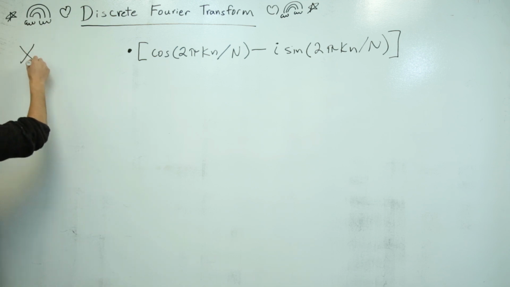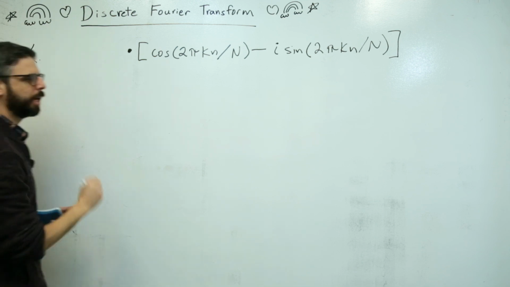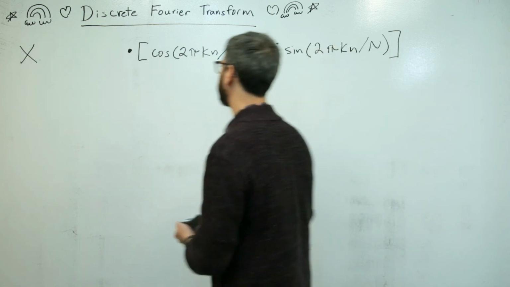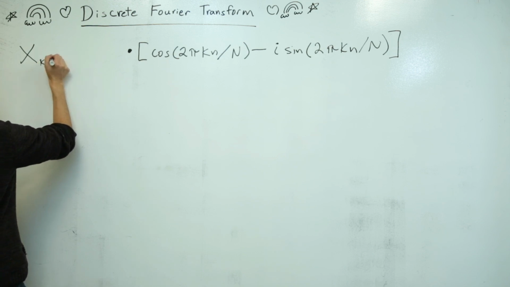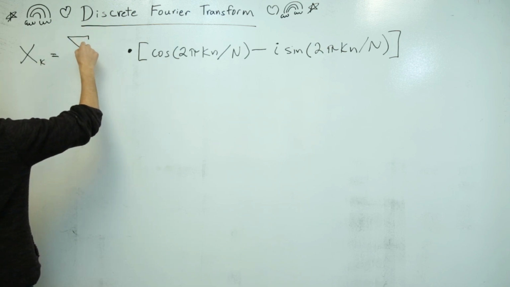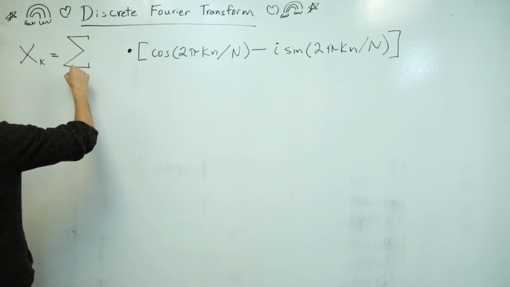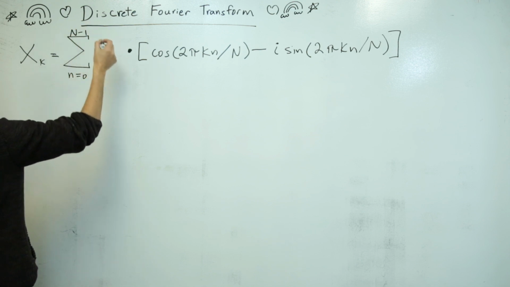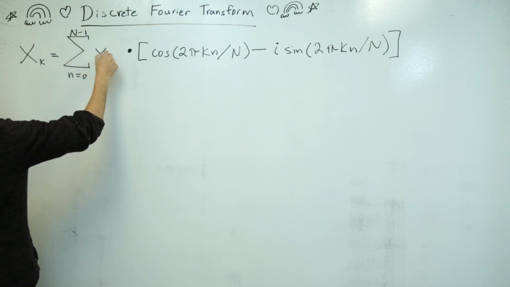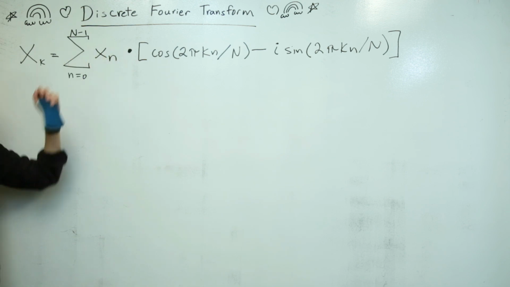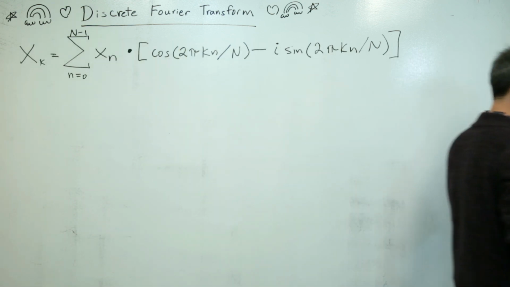So big X sub n, right? No, sub k, right? Big X sub k equals the summation from n goes to 0 to big N, well, n minus 1, of little x sub n multiplied. And this is sort of a dot product, and I'll get to why that is. Okay.